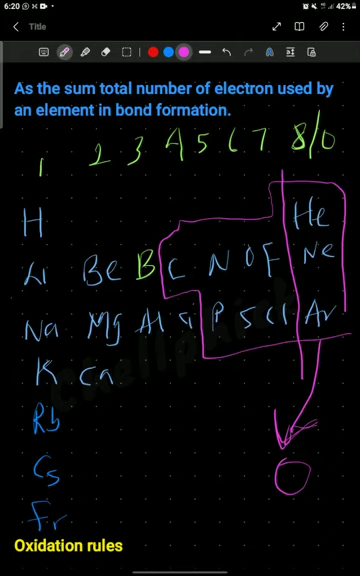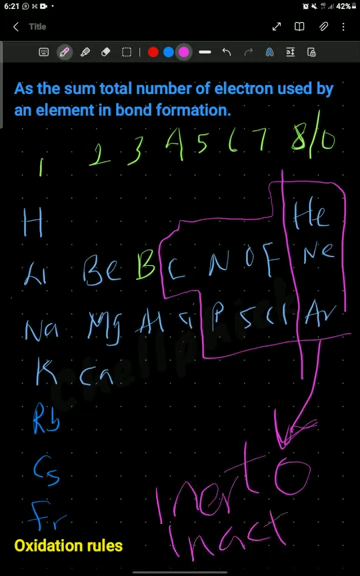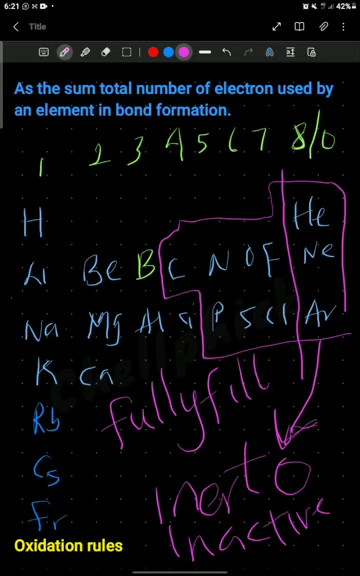Their oxidation number is 0 because they are unreactive. That's the reason why we call them inert gases. Inert means that they are inactive. So all group 8 elements are inactive; they are not reacting, so they don't have any effect, and it's because their electron shells are fully filled. The electrons of group 8 elements are fully filled, so they don't need to accept or gain.